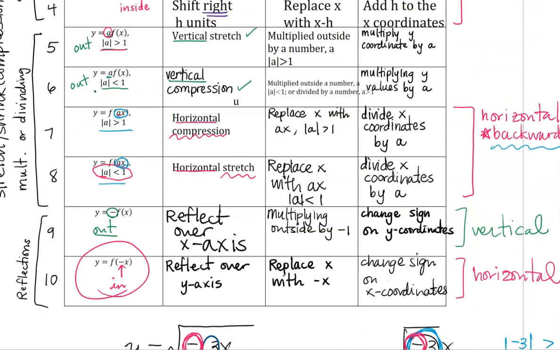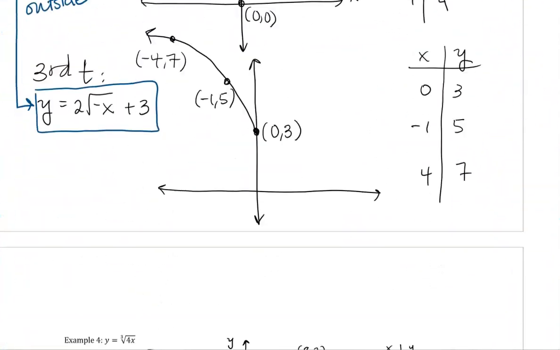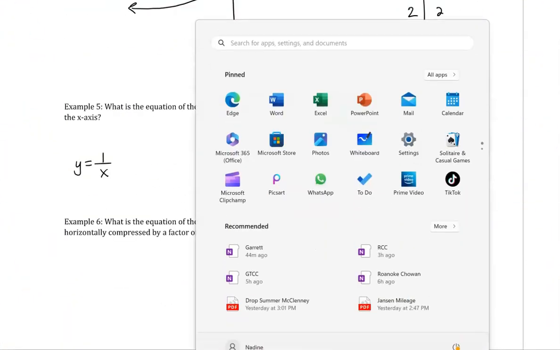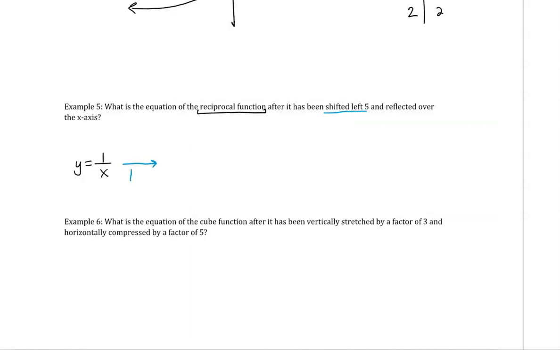So I'm going to go ahead and do that down here. First, I'm just going to take the function left 5 by replacing x with x plus 5. So the new equation is now y equals 1 over x plus 5.